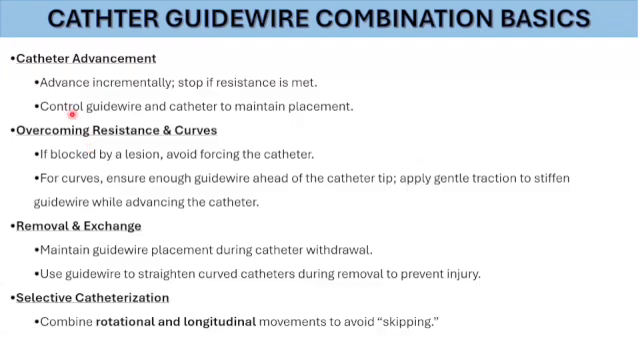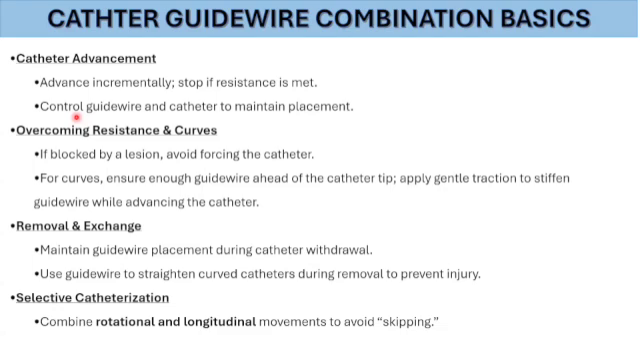So how do you advance the catheter? We have to advance incrementally and stop when the resistance is there. So whenever we are advancing a catheter, it should be advanced slowly and it should always be advanced over a guide wire. A catheter should not be advanced blindly. If you advance the catheter blindly, there's a risk of entering a false lumen. If you enter a false lumen, it can be a disaster and there can be dissection.